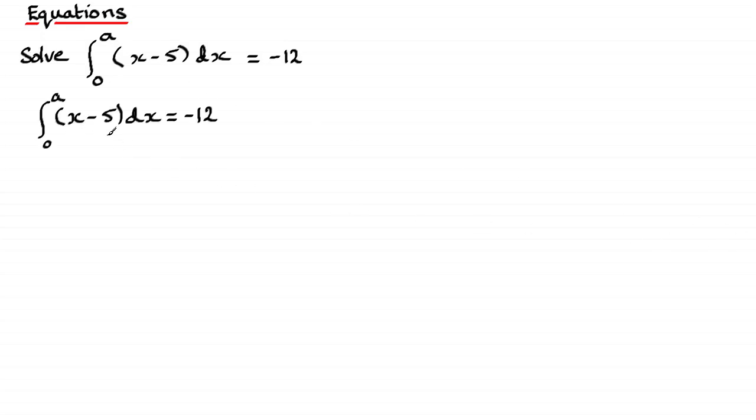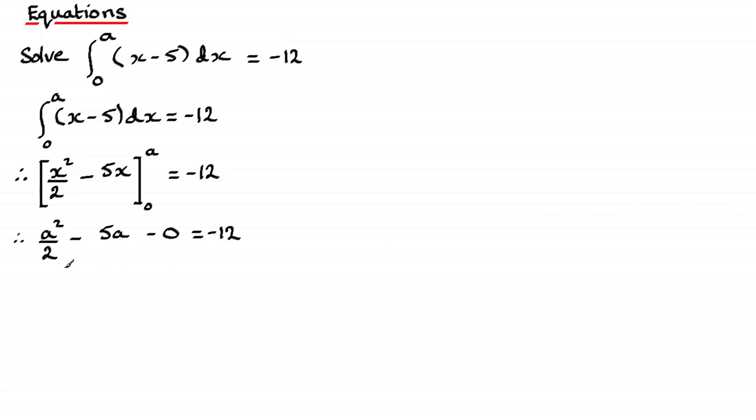Well, in order to do this, what I'm going to do is copy down that equation again. Here it is, okay. And then I'm going to integrate the x minus 5. So integrating x minus 5 is going to give us x squared over 2 minus 5x, between the limits now, 0 to a, and it equals minus 12. All I need to do now is substitute a in, subtract what we get when we put the 0 in, and equate it to minus 12. So if you do that, you're going to get this result here.